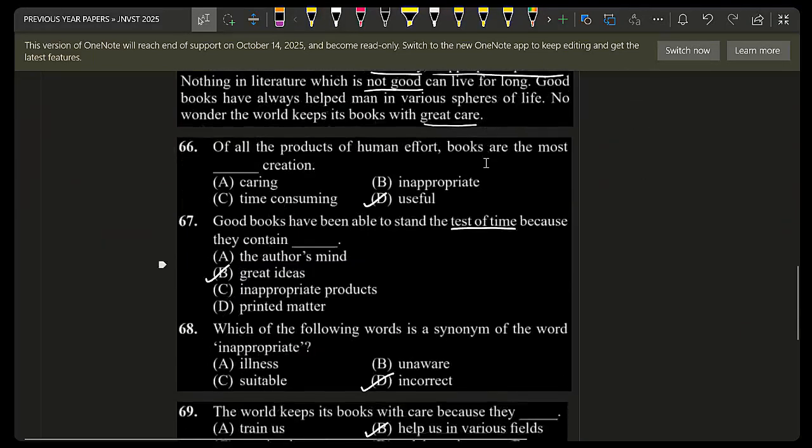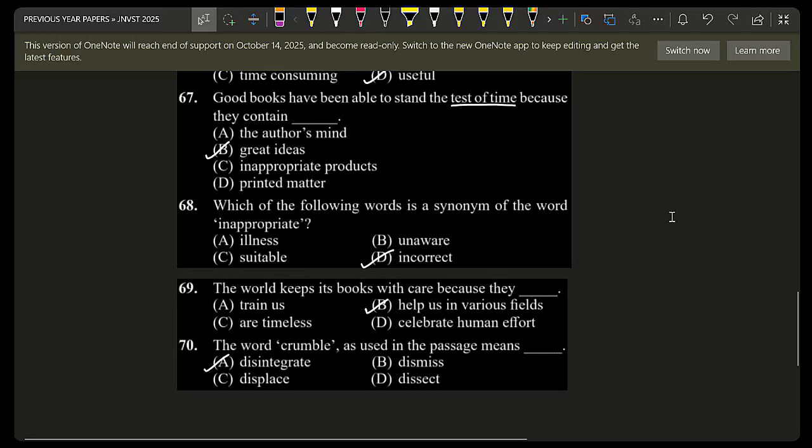Which question? Sir, in passage 2, question number 70. What is dissect, sir? Dissect means dividing into two pieces. Sir, another doubt. Yes. Sir, what does displace mean? Displace means changing the place from one place to another place. That is displacing.